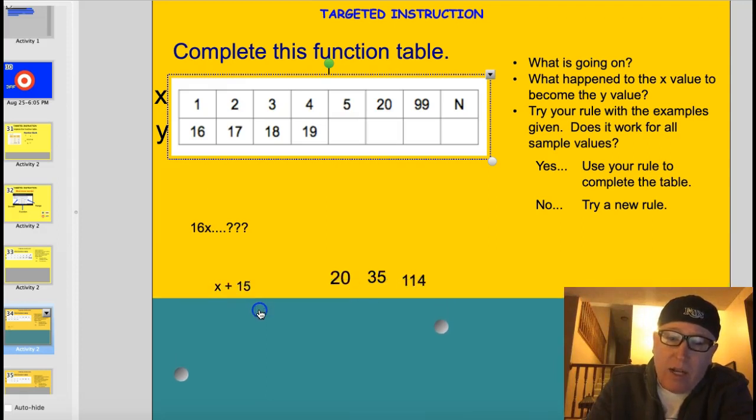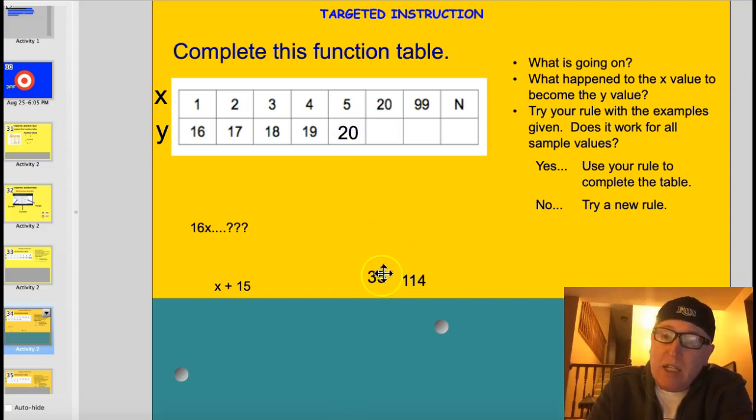So then I tried, how about plus 15? 1 plus 15 is 16. 2 plus 15 is 17. 3 plus 15, 4 plus 15, I've got it. 5 plus 15 is 20. 20 plus 15 is 35. 99 plus 15 is 114.